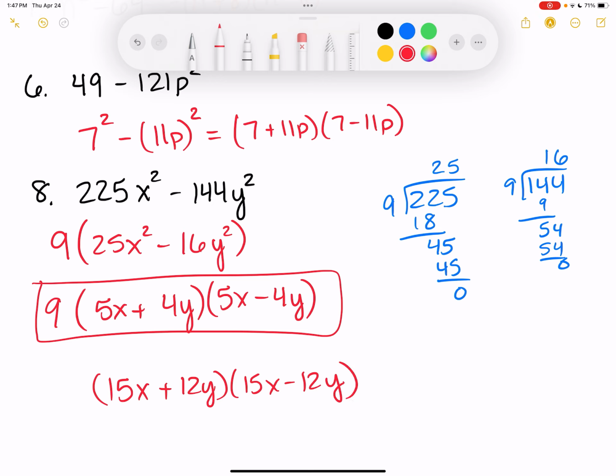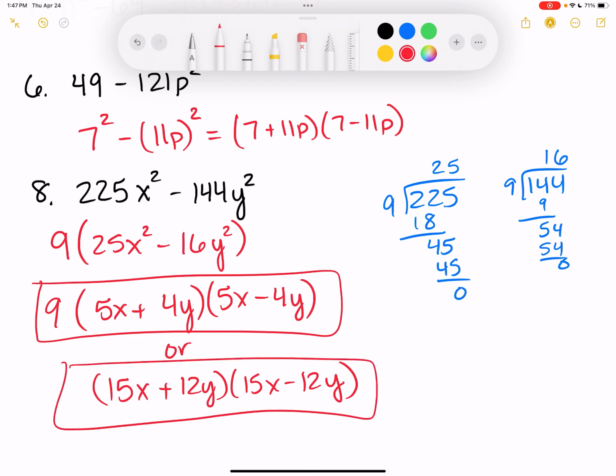They both will give the same thing if you FOIL them back. Just when you FOIL this one, you also have to multiply it by 9 to get back to that. Anyways, either of these would be fine. However you want to do it. Any questions on that? Okay.